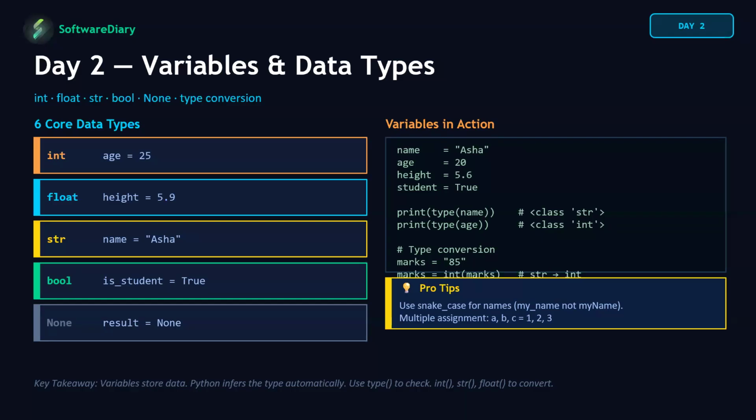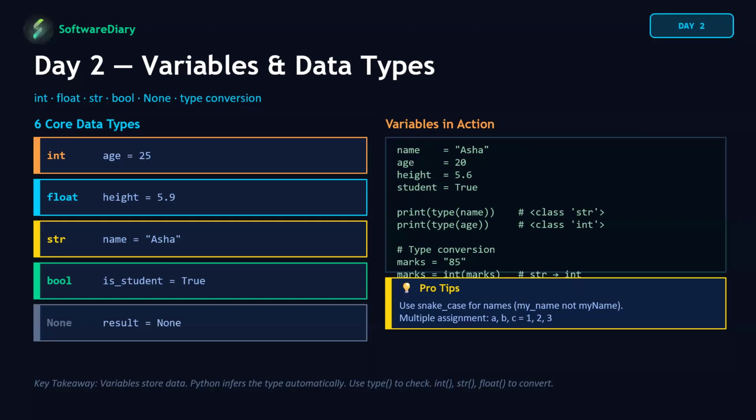Like if it is in string and you want to convert it into integer, you can do that. You can see an example like marks is equal to 85. Then I've put marks is equal to int of marks. So that is basically conversion of string to int. Like that you can do any data type conversion. That is basically known as type conversion.